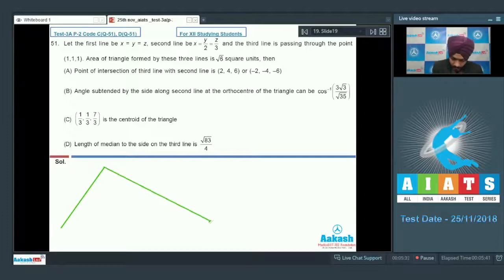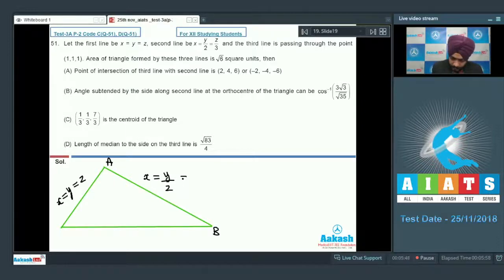Side 1, side 2, side 3. So let us say the equation of side 1 is x equals y equals z. Let us say this point is A, this point is B. Side 2 is x equals y by 2 equals z by 3. Side 3 is passing through 1, 1, 1. It is very obvious that A is the point of intersection of first two lines. Solving first two lines, we get origin. B point lies on this line. Its coordinates can be assumed as lambda, 2 lambda, 3 lambda.